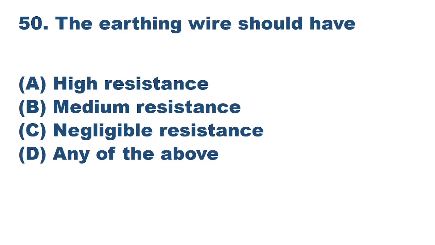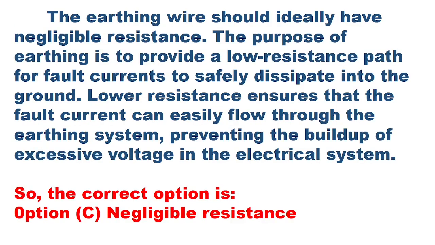So here, if we remember, the earthing wire is for the excess current, that is the leakage current, to pass through. So if the current has to pass through a wire, the wire should have negligible resistance. So option C will be the right answer here, negligible resistance. So here we can see the explanation. The earthing wire should ideally have negligible resistance.